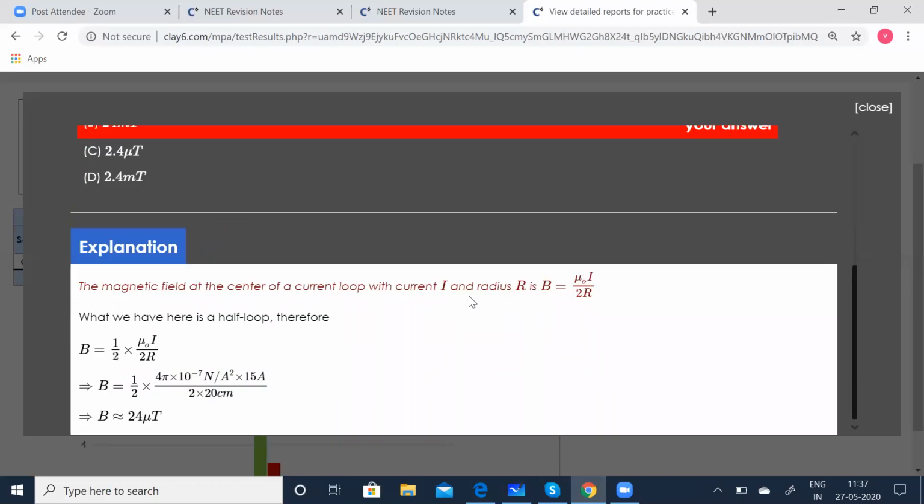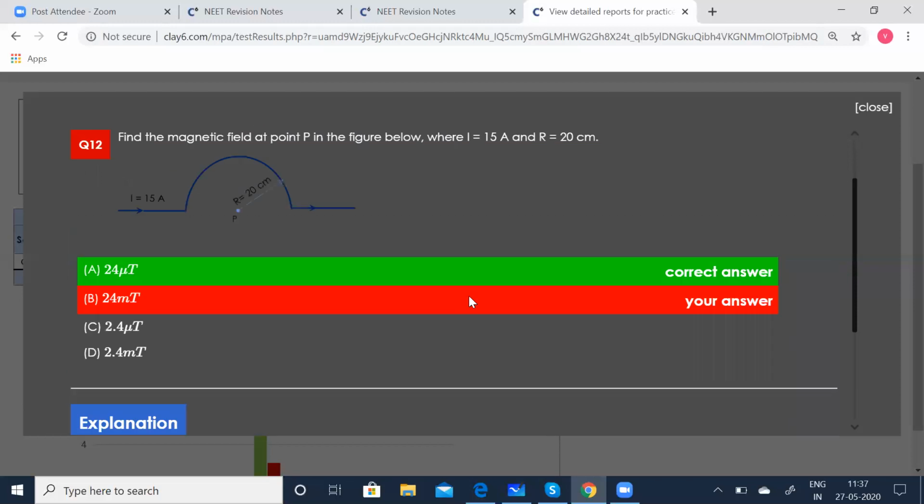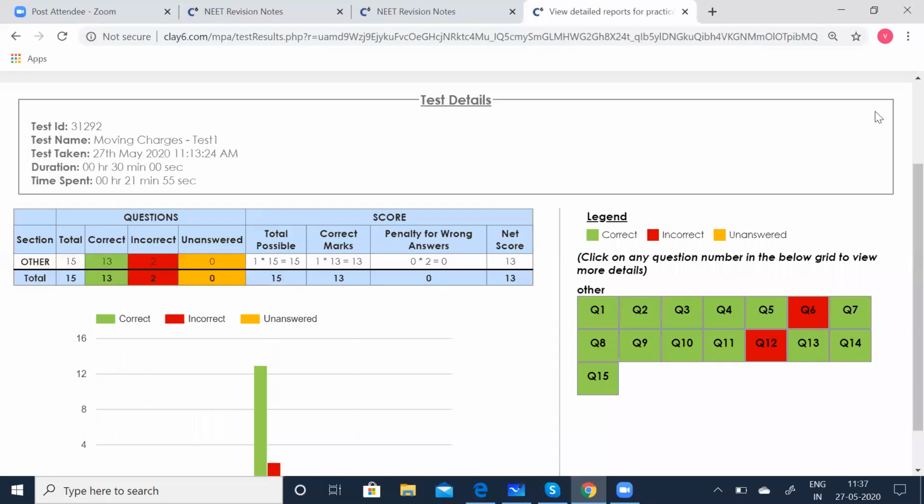Be careful while selecting the options. See, it is micro Tesla. We did it correctly, but we selected the option wrong. This is how you have to be very careful in your exams. So make yourself thorough with the concepts again and again.